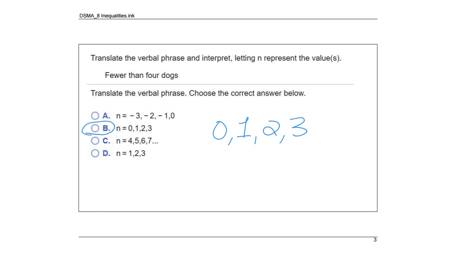A isn't going to work because that's negative numbers. C would be 4 or more. And then D looks like it would work, but it doesn't include the 0 dogs.